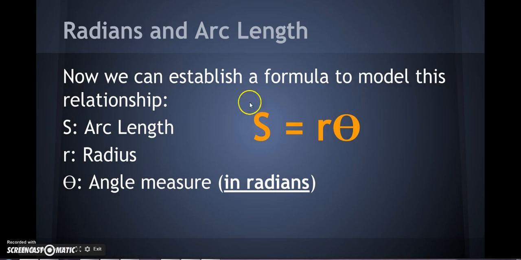Alright, and this is in fact the formula for finding arc length. It's a pretty handy relationship, and pretty easy to conceptualize after looking at GeoGebra and all that good stuff. So you can see that arc length is going to be equal to the radius times theta, where theta is the angle measure in radians. That is very key here.